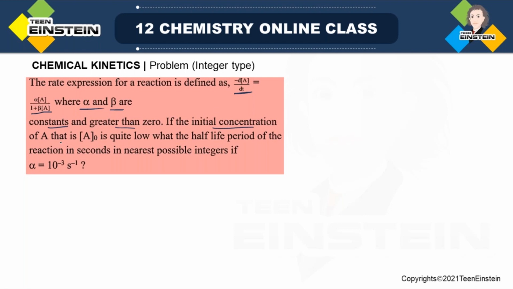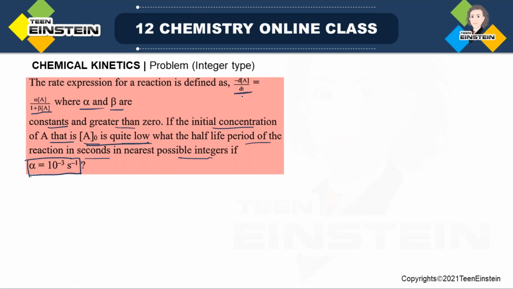If the initial concentration of A, that is A naught, is quite low, under that condition, what is the half-life period of the reaction in seconds, in nearest possible integers? The value of alpha is given, but not for beta. So remember, we have to find the half-life period in second under this condition. This is very important here: A naught is quite low. That means actually you can ignore the value of beta A because it is quite low.